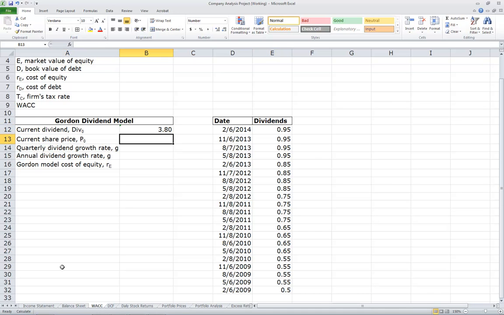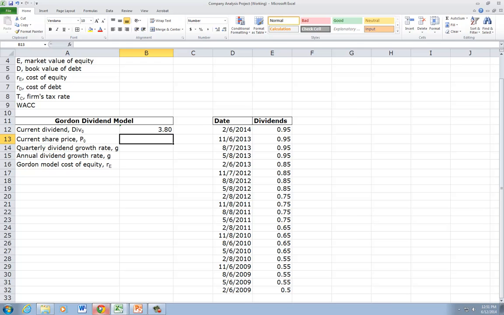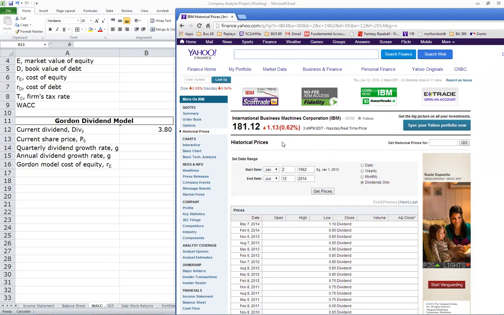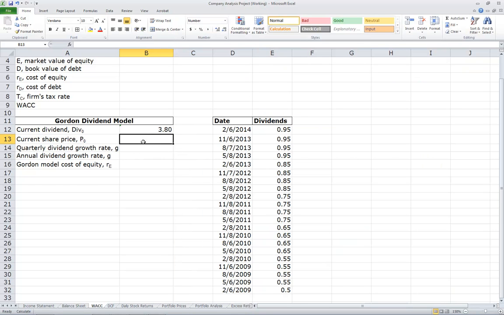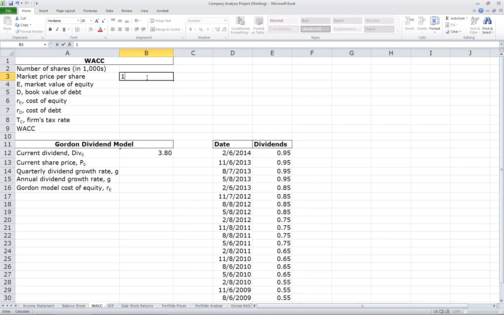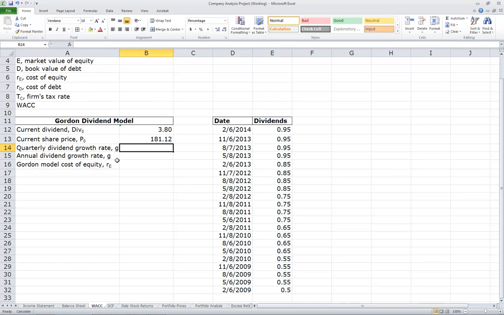The current share price, we're going to also get from Yahoo Finance. You can see it right here, 181.12. We'll actually put it up here in our WACC calculation and then link to it down here. Now we have to calculate the quarterly dividend growth rate.